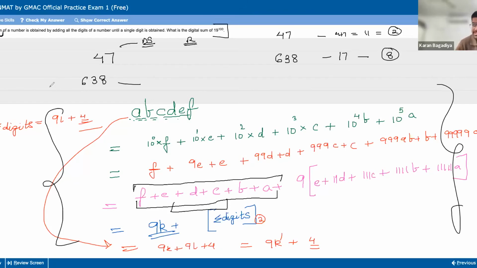Check. So for 47, the digital sum is 11, and the remainder is therefore 2 as well. For 638, the digital sum is 8. And what we have studied is that itself will be the remainder. So what does it mean? 19 raised to 100, getting its digital sum. And this time we don't know.